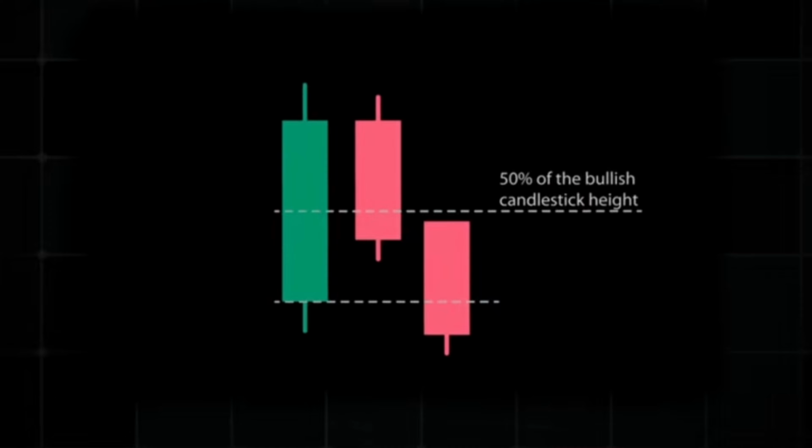And then roles reverse for the downside. We have a large green candlestick followed by a red candlestick which closes at least 50% of the previous candlestick, followed by another red bearish candlestick which closes at least below the green candlestick. This is then a bearish reversal pattern.